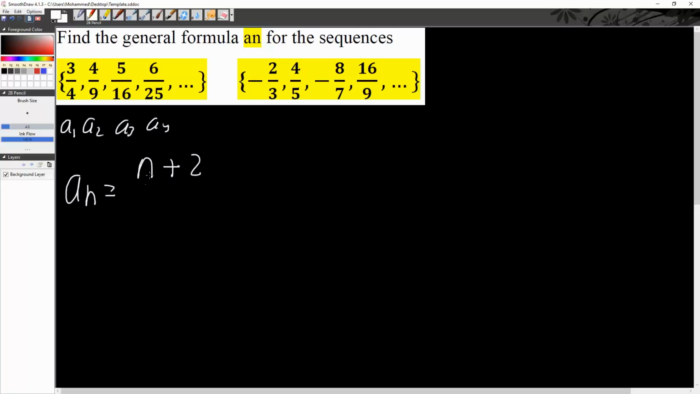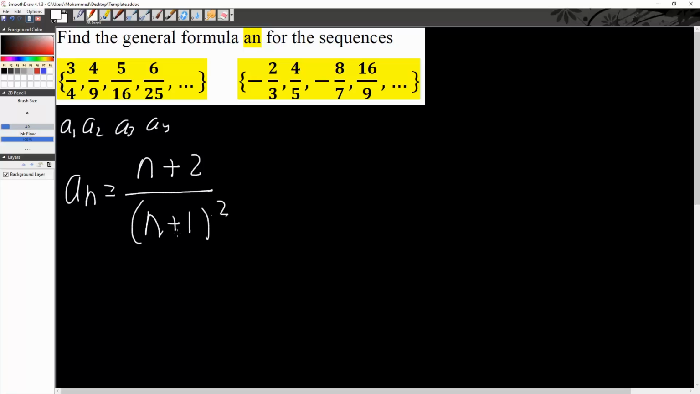Because if I put in 1, I get 3. Put in 2, get 4. 3, get 5. 4, get 6. So that's good. The second thing, now I need the denominator. I know it has something to do with squared, and the first term is 1. So 1 plus 1 is 2, squared is 4. How about 2? 2 plus 1 is 3. 3 squared is 9. So what I'm going to say for this is (n plus 1) squared.